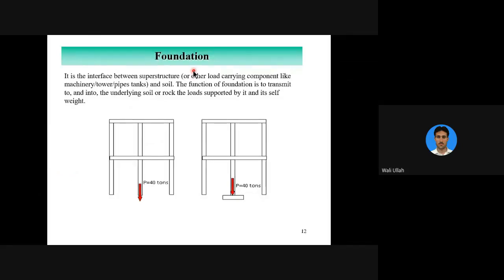So what is a foundation? You say, the superstructure, and this is soil, and the interface between soil and superstructure, this element, is called foundation. The purpose of the foundation is to take the load from the superstructure and spread it safely to the soil, right, without violating the shear criteria and the settlement criteria.